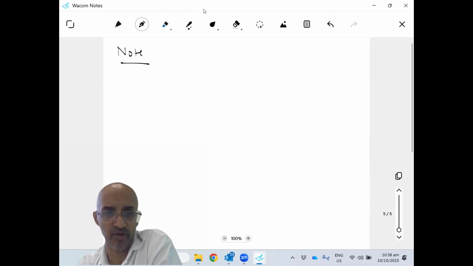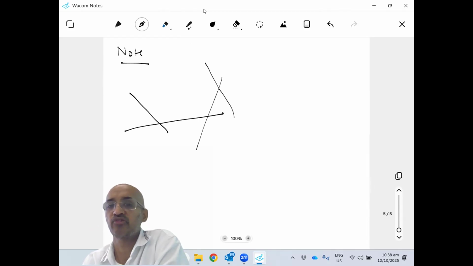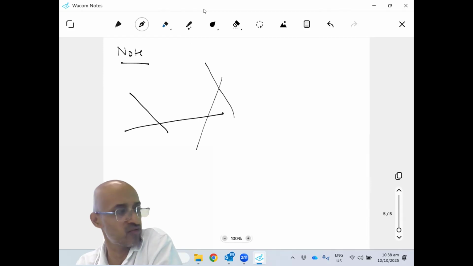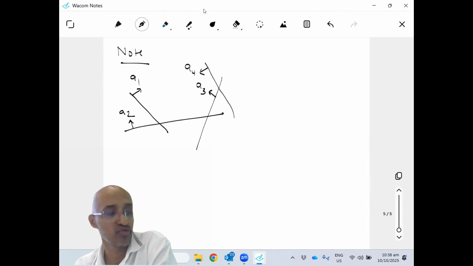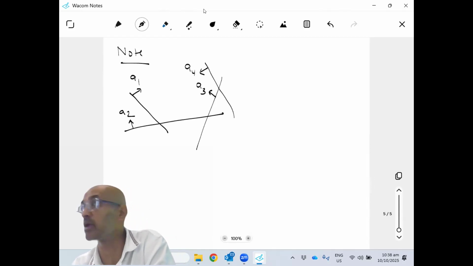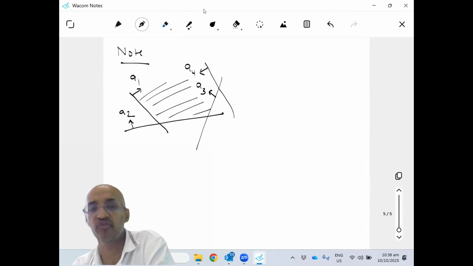So let's take an optimization problem of the following type. Let's say this is my feasible region. There are different constraints. Let's say A1 is a vector pointing in this direction, A2 is pointing in this direction, maybe A3 is pointing in this direction, and A4 is pointing in this direction. So the feasible region is essentially all this space.